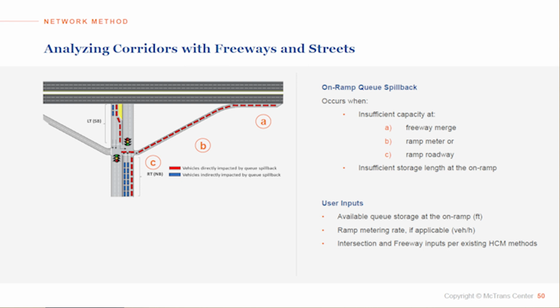We can also have a capacity bottleneck at B if we have, for example, a ramp meter that's present and is restricting the flow of vehicles into the freeway. So that's another common source for queues. And a less common source, but we can also check for it, is the entrance to the ramp roadway. We also have capacity checks there. It can also be a source of congestion.